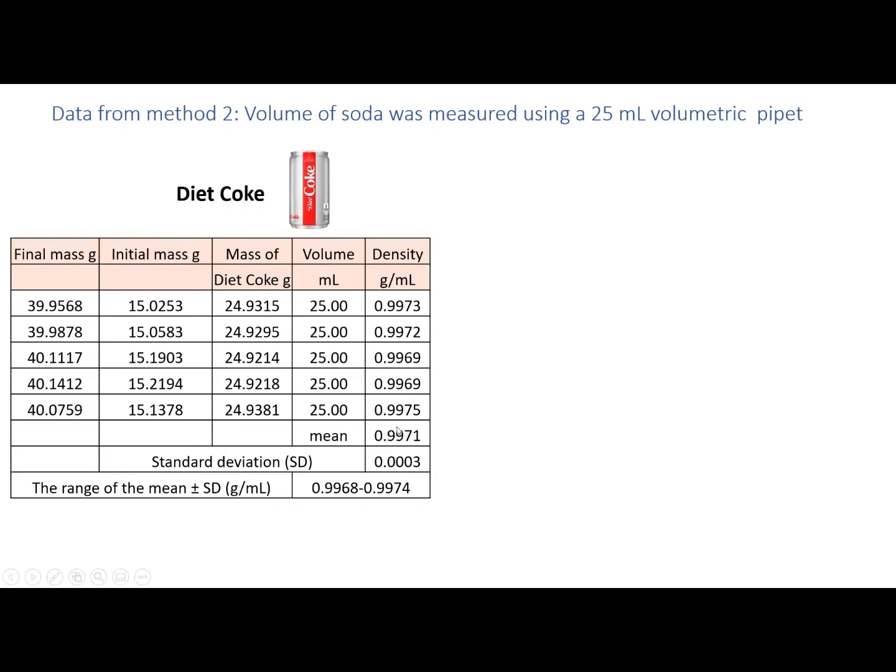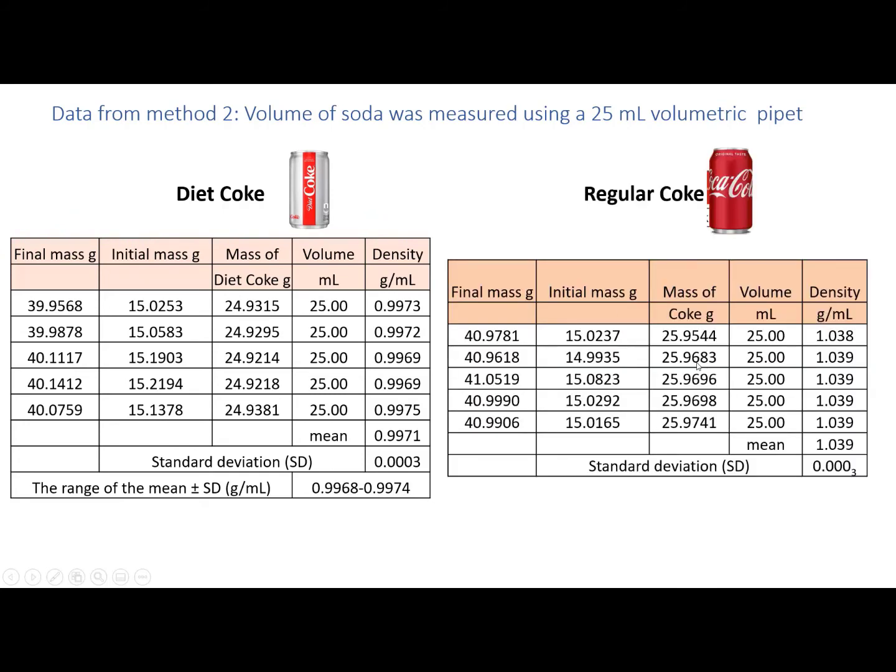The mean density for Diet Coke is 0.9971 grams per milliliter. The standard deviation is 0.0003 grams per milliliter. This is a very small standard deviation. Now we have a very tight range for our experimental true value, which is 0.9968 to 0.9974 grams per milliliter. Here is the data set for regular Coke.